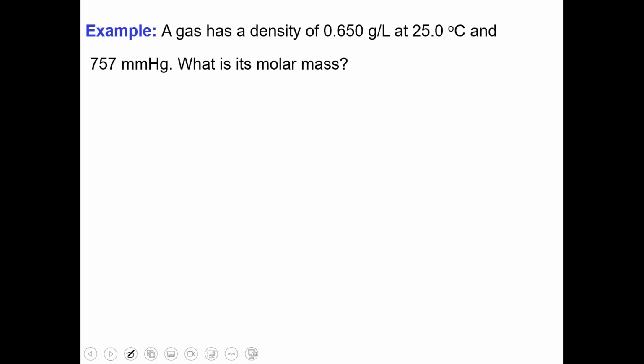Okay, so here's an example problem using our density relationship. This reads, a gas has a density of 0.65 grams per litre at 25 degrees Celsius and a pressure of 757 millimeters of mercury. What is its molar mass? So what we know is that the density of a gas is given by Pm on RT. So we can reorganize that to get an expression for the molar mass. So dRT on P will equal the molar mass.